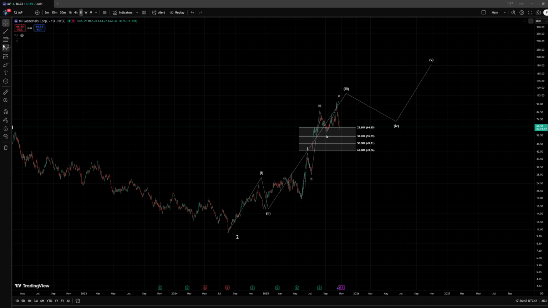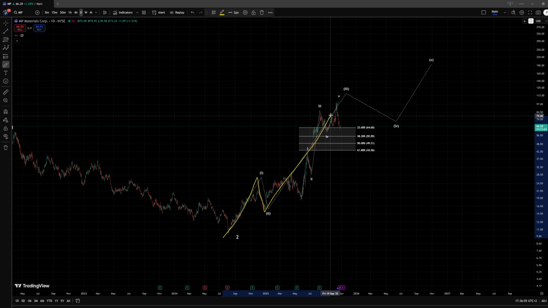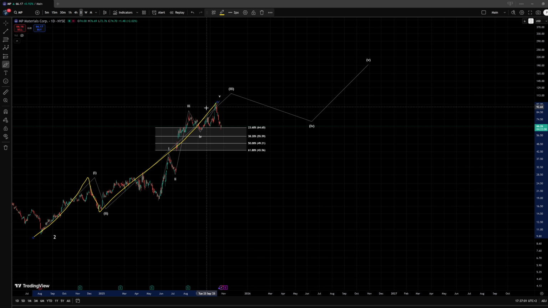In that case, I am considering a couple of scenarios in which this pattern could unfold higher. Firstly, we have here in the white scenario the idea that this was a 1, this was a 2, and we had a third wave that had just completed. In the previous video we were tracking still direct continuation higher. It was a likely outcome.